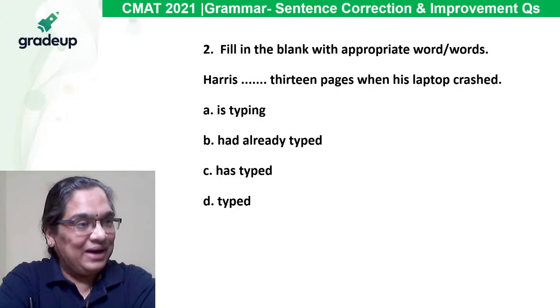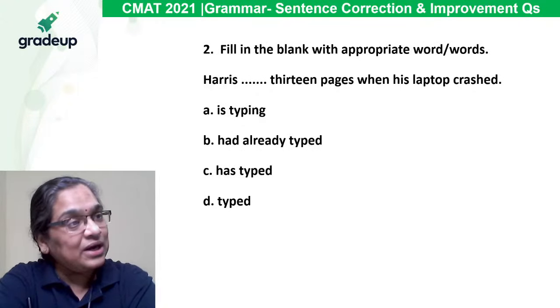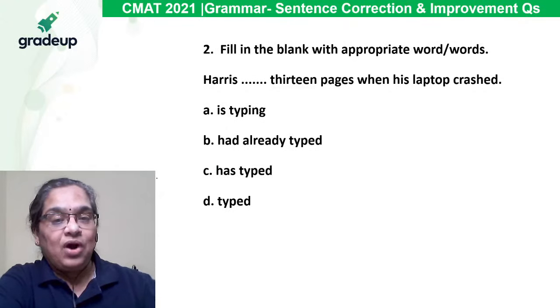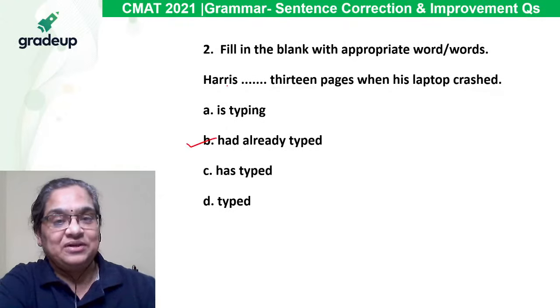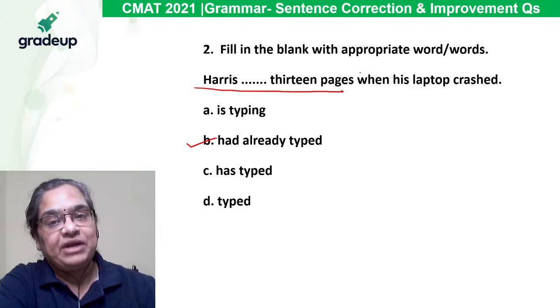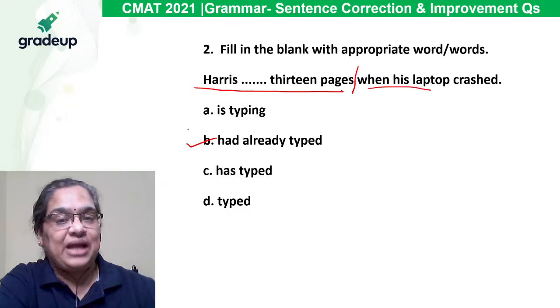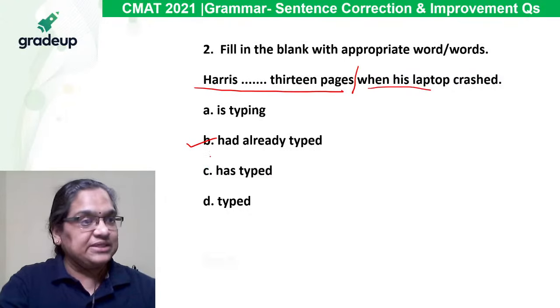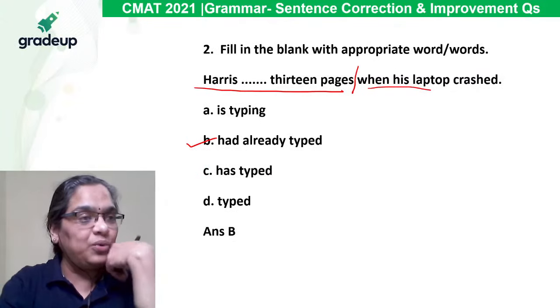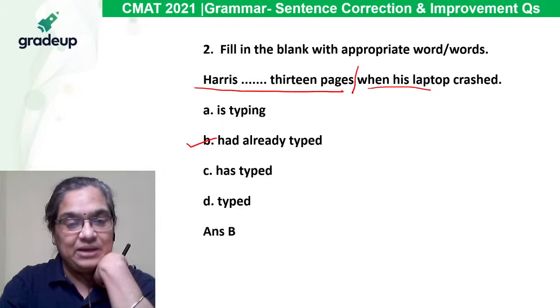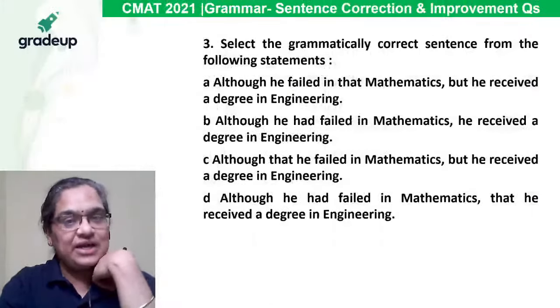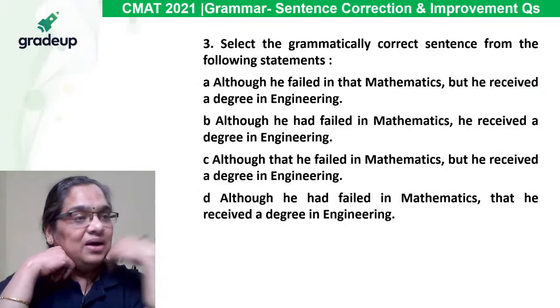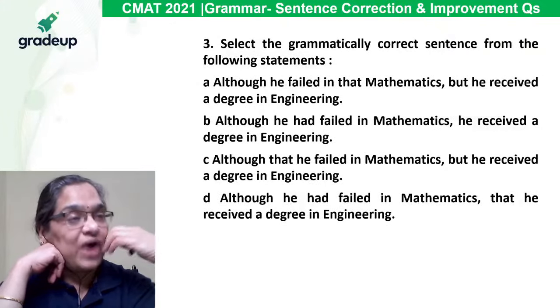All right. Why is it "had already typed"? Because there are two actions here. This action happened first, then this action happened. Therefore, the answer is B. Excellent. So now I know your basics are firmly in place, but I will still take you through the rules of why it is that.